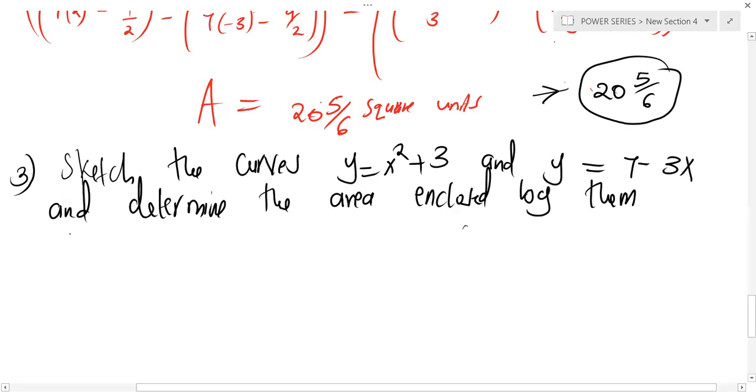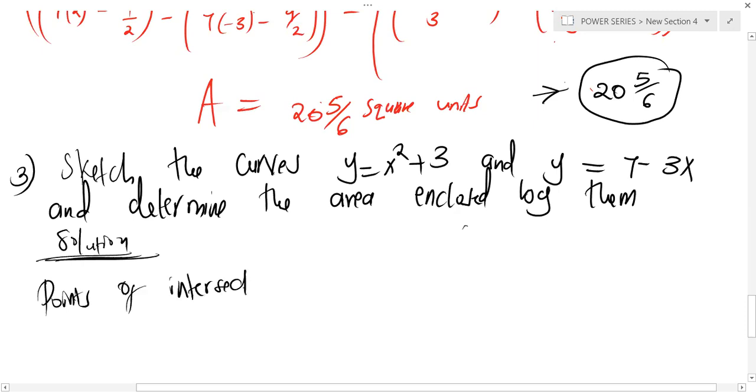Now, to sketch those curves, I'm going to first of all start by getting their points of intersection. One is a straight line, actually. So what are their points of intersection?